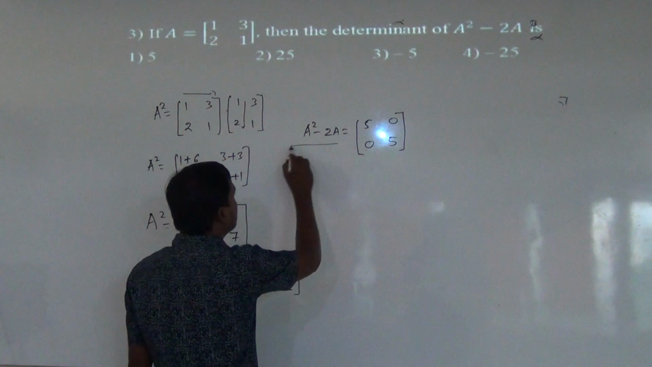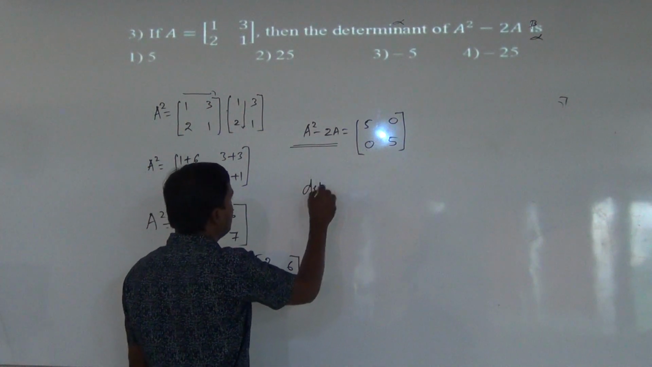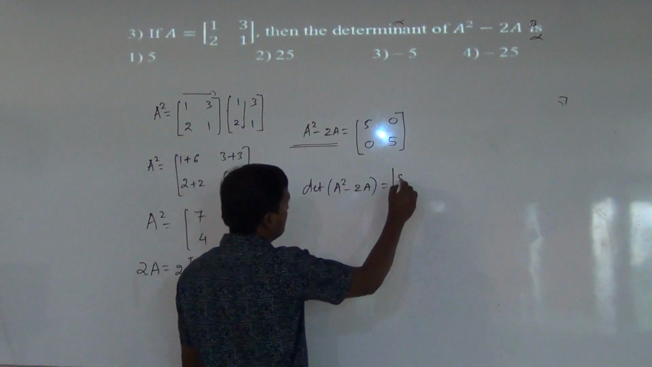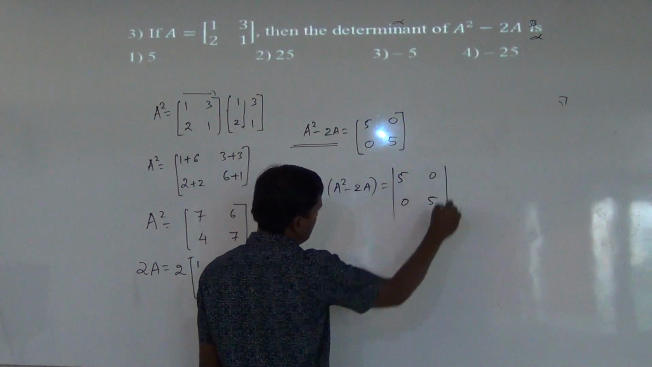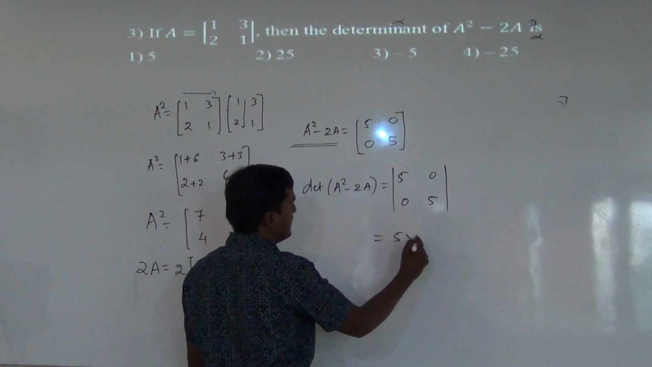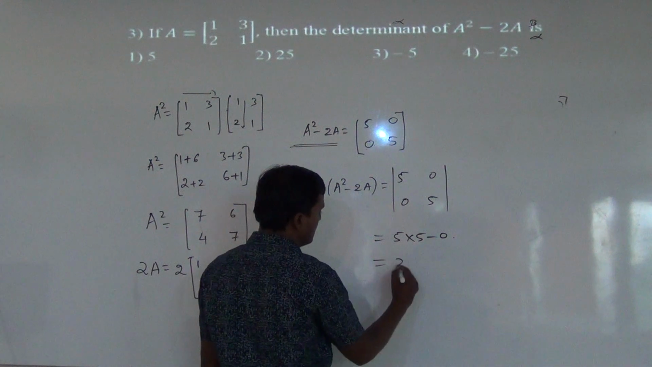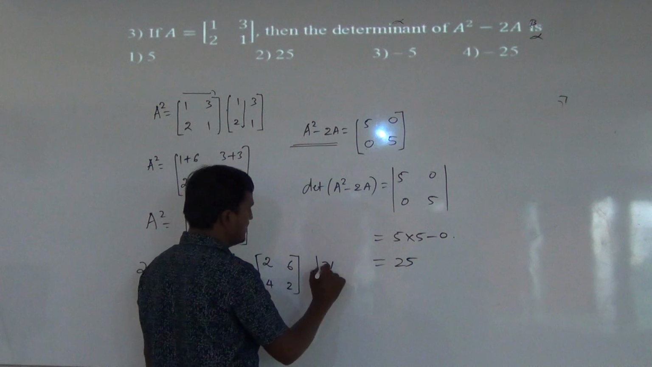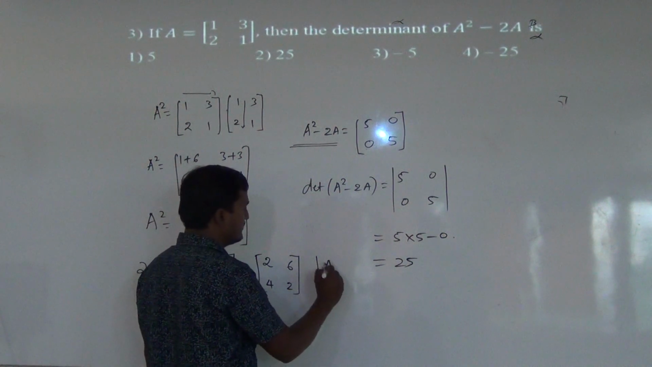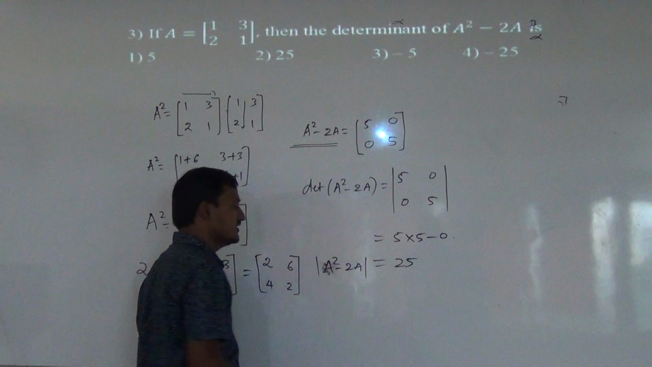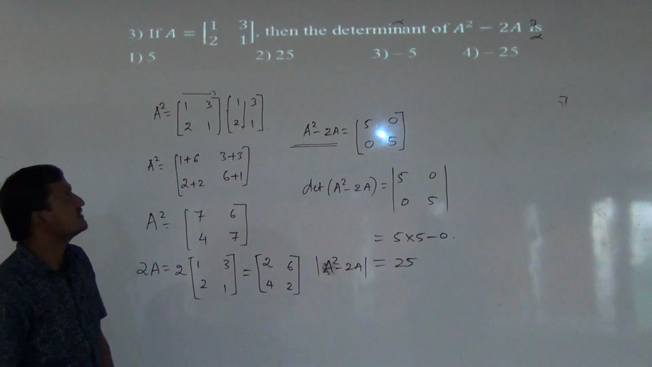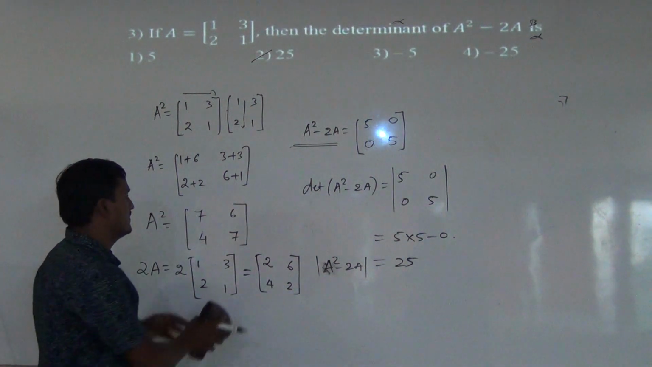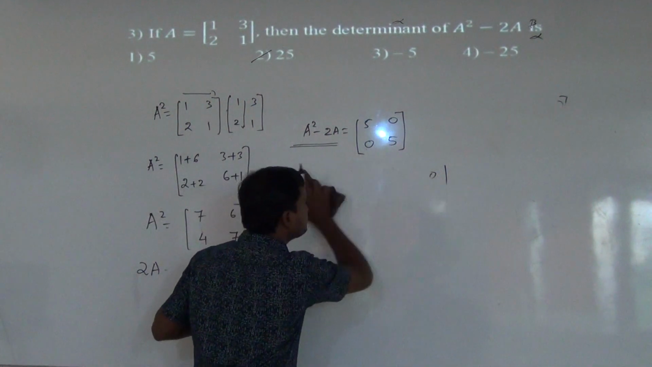Now take the determinant. So what have they asked? Find the determinant of A square minus 2A. So this means the determinant of [5, 0; 0, 5]. Right? So therefore what is the answer? 5 into 5 minus 0. So therefore 25. So the determinant of A square minus 2A is equal to 25. So therefore which one is the right one? The second option is the right one. Now we'll go for the next question.